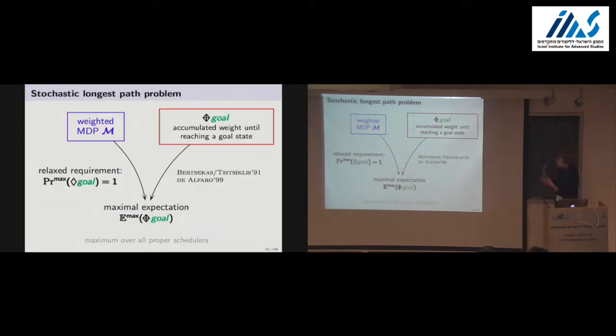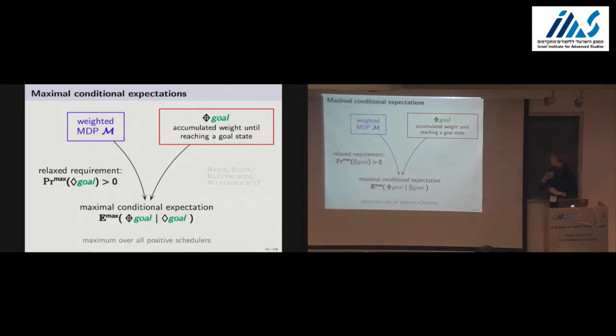So let's go back to this picture. Well, we saw that you can relax this requirement by just requiring the existence of a scheduler that reaches the goal with probability 1. And now let's relax it further. Just require there is at least one scheduler that reaches the goal with positive probability, which simply means, well, if you fix here some initial state, that the goal is reachable.